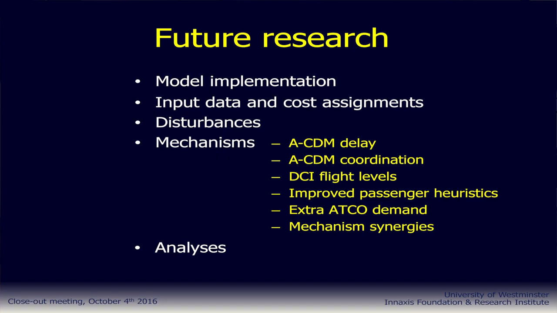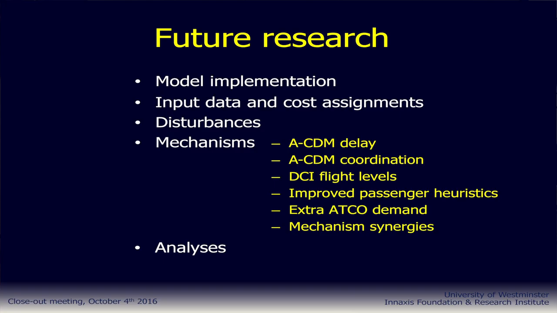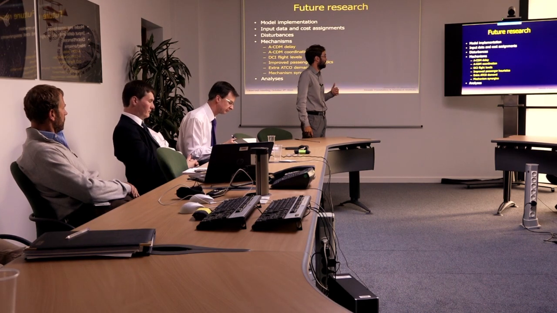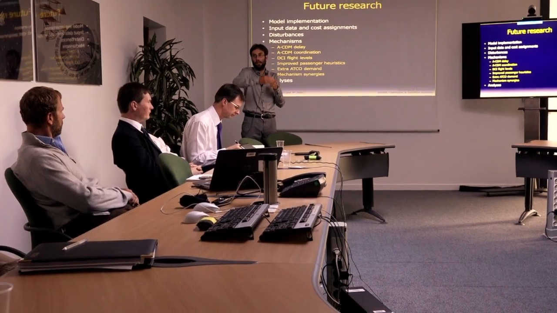For the ACDM mechanisms, for the delay, now we have achieved an improvement between 3% and 4%, that could be enhanced with different distributions. We can coordinate the ACDM with the arrival manager and the departure manager, which will be linked with the fact of doing more micro-level modeling of different bits of the system. For DCI, we can explicitly model flight level changes and not just keep the flight level. The passenger heuristic, as I said, one of the things we have seen with the waiting or not for passengers is that it has a very high reactionary delay propagation.